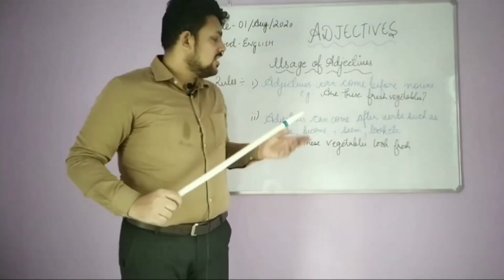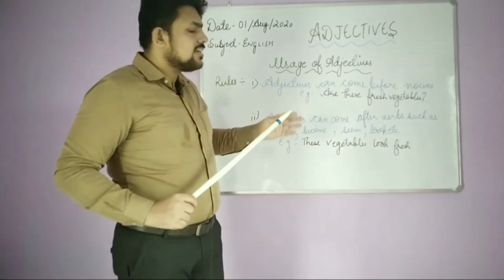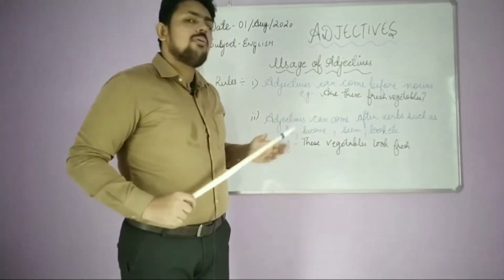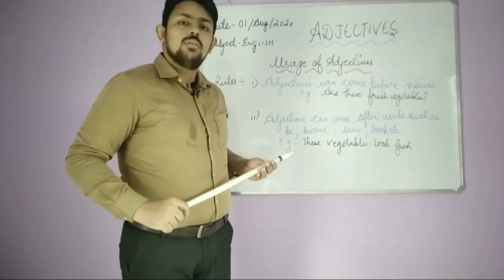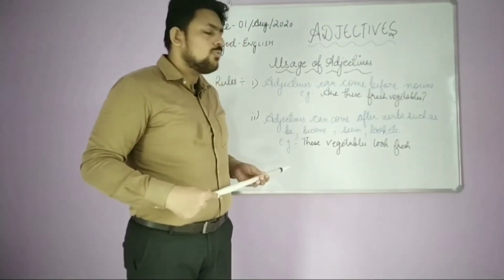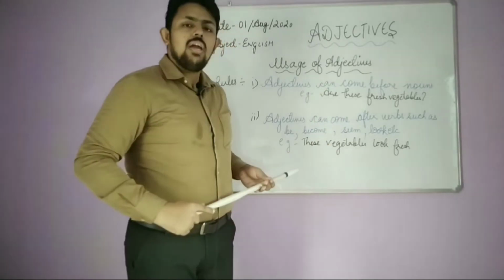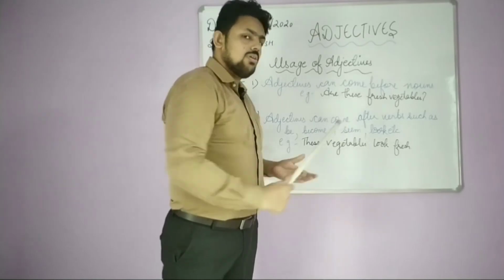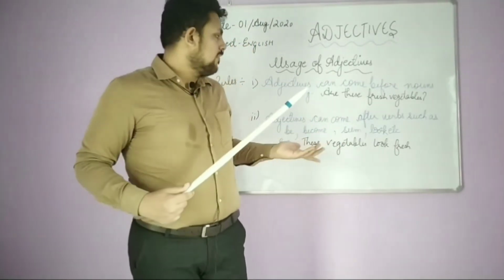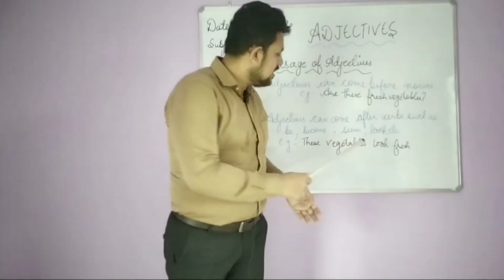So it is the second rule. It will not be mandatory that the adjective will always come before the noun. It can come after a verb and it can do its job. How will it do its job? It will modify the noun or pronoun. It is modifying the noun vegetables by coming after the verb look. So the purpose is solved. The purpose of an adjective is to modify the noun. It is serving its purpose, but it is coming after the verb.